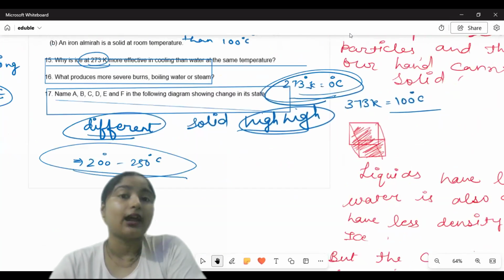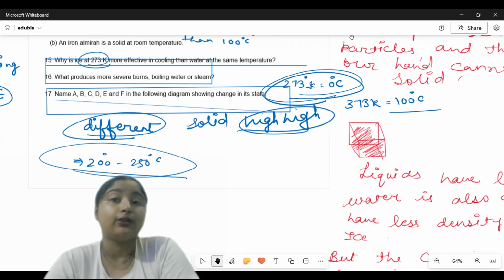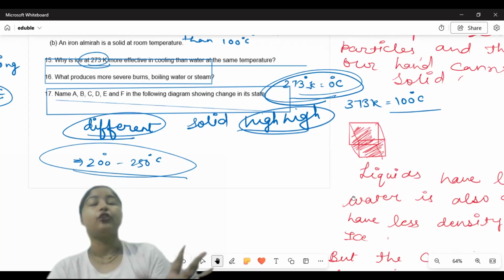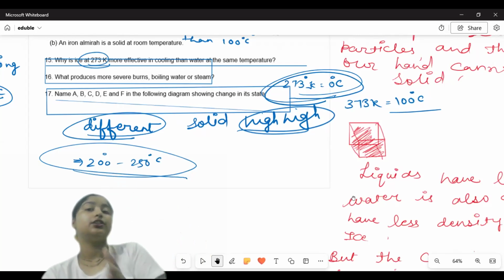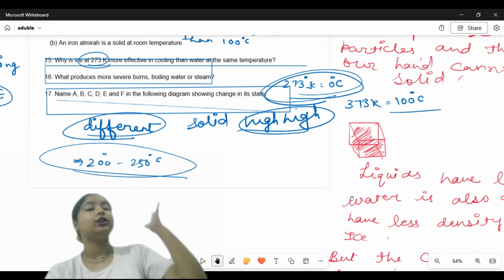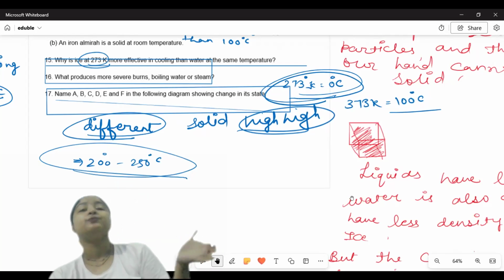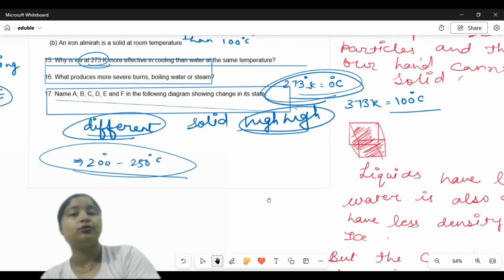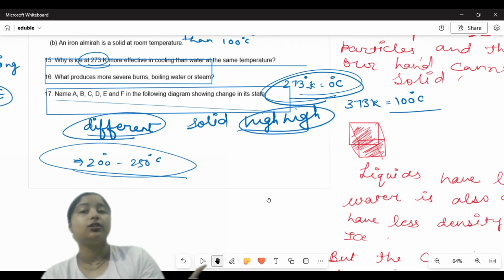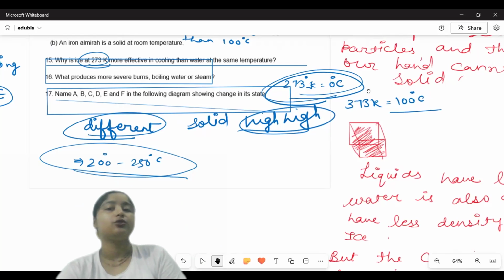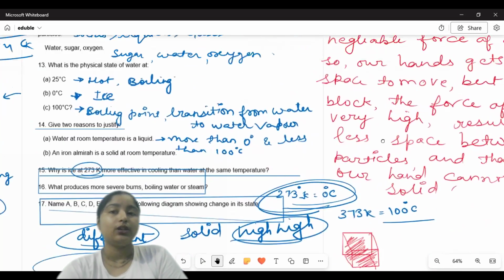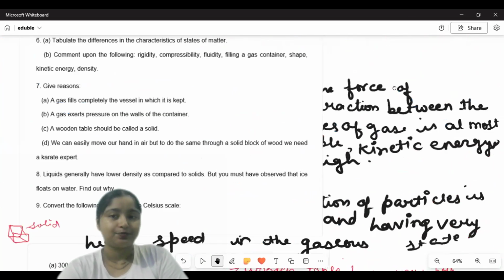Remember the diagram that we did while doing the chapter: from solid to liquid, it's melting. From liquid to solid, that's freezing. From directly solid to gas, that is sublimation, right? We did that chart, so you can refer to that chart, and that will help you a lot, right?